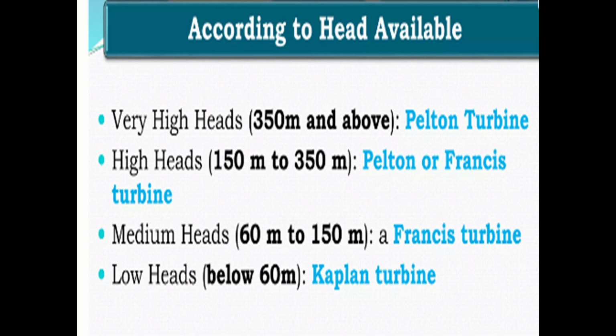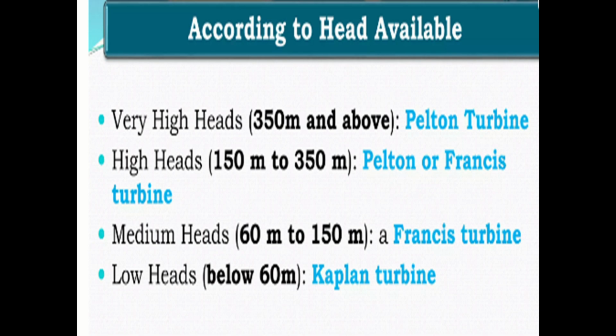Now, according to the head available, as I have already told you while explaining the Pelton wheel, Francis turbine and Kaplan turbine, the third classification is very high head, medium head and low head. Very high head is exclusively the Pelton wheel, and high head, which is 150 meters to 350 meters head, is Pelton wheel or Francis turbine.